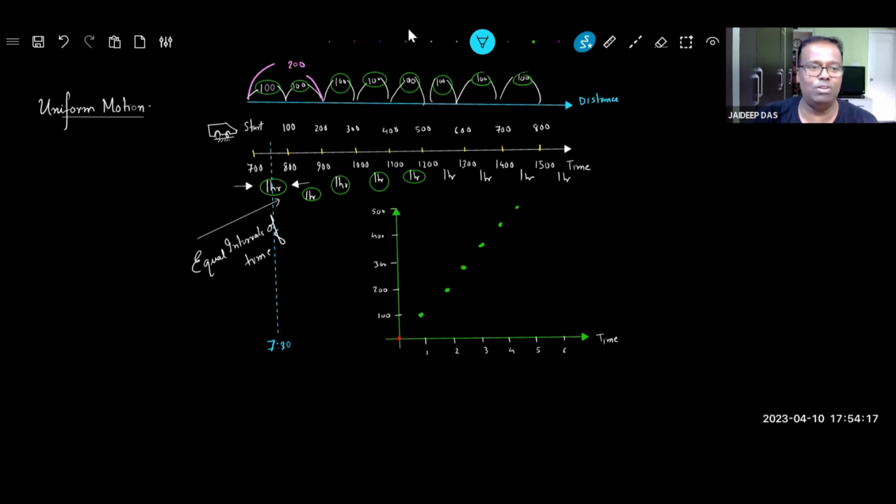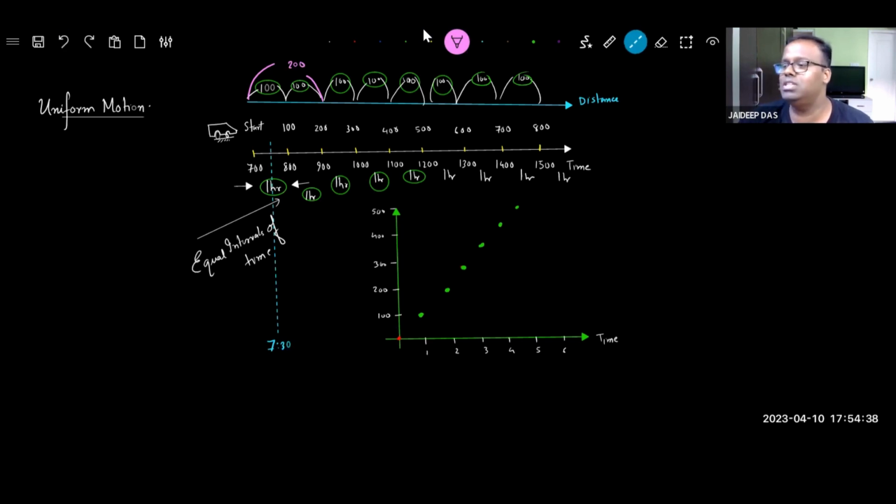I'll tell you how you define uniform motion. A body is said to be under uniform motion if it travels equal distances in equal intervals of time. But that is misleading, because we don't know what is happening between this time. Ye time ka hame nahi pata.